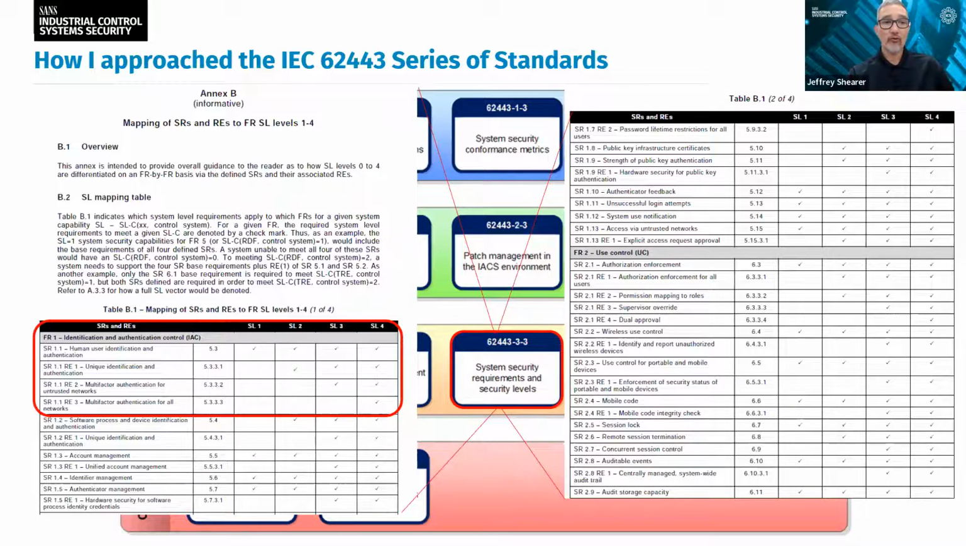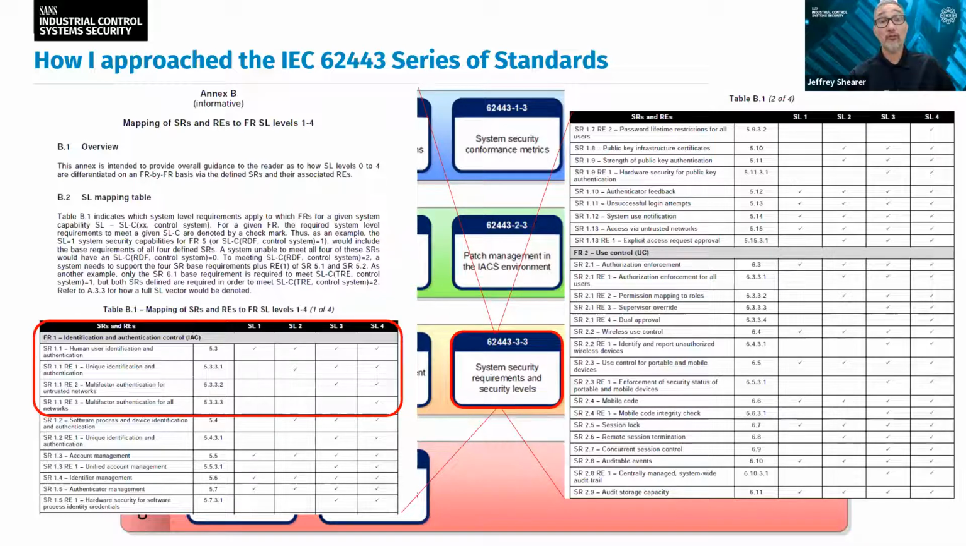So if I were to try to achieve security level 1, 2, 3, or 4, I would look at, for instance, FR1, security requirements 1, system requirement 1, and I'd look at 1.1, 1.1 with requirement enhancement 1, requirement enhancement 2, requirement enhancement 3. I would see that if I just did human user identification, like a control system could identify the human that's interacting with it, I would achieve security level 1.